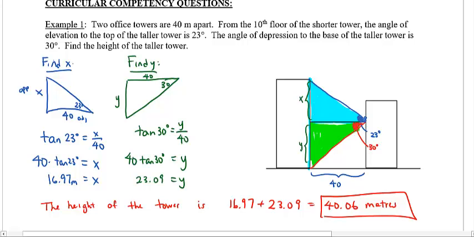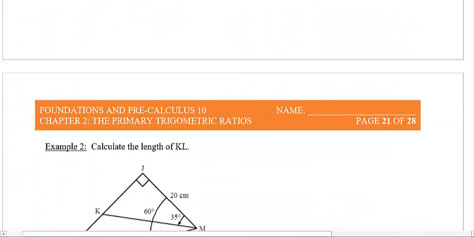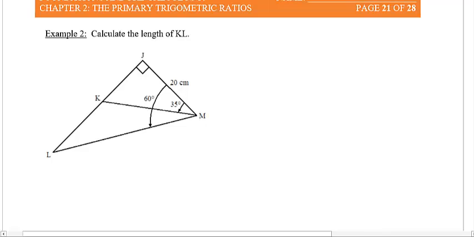Alright? So this is a sample of what you are going to face today: making sure you can separate them into two triangles, finding information from those two triangles, and then putting them together. Let's try example number 2. This time there are two triangles embedded in each other. And I want you to calculate the length of KL. KL is just this part here.